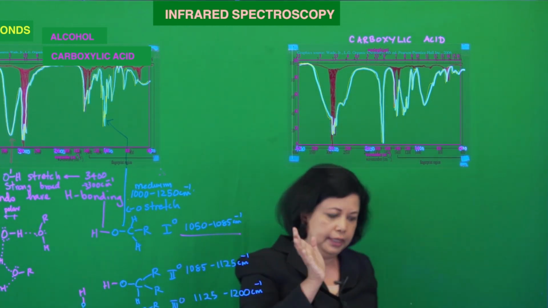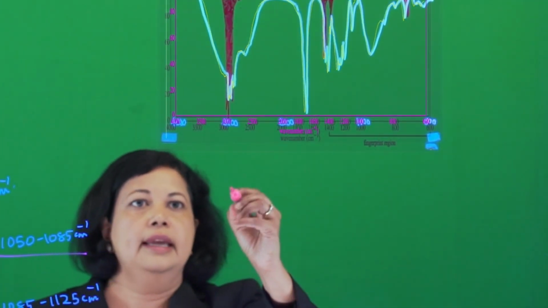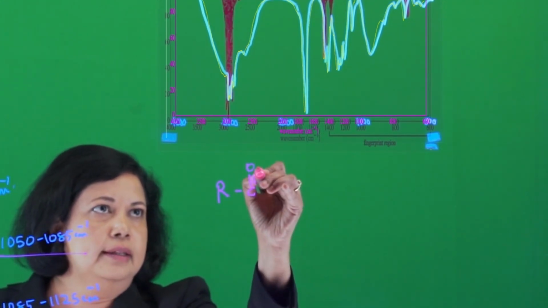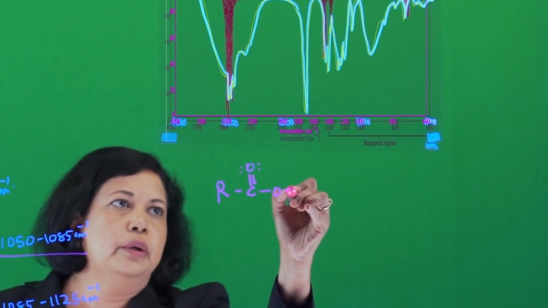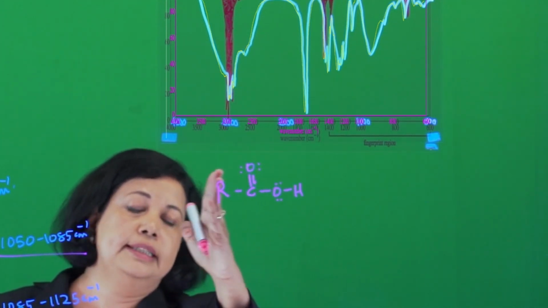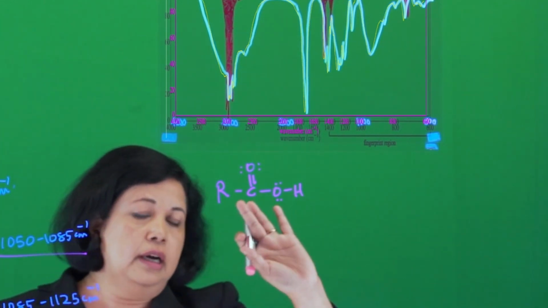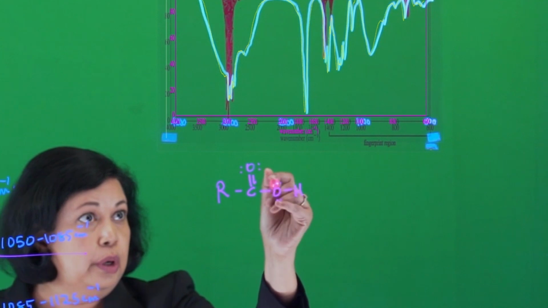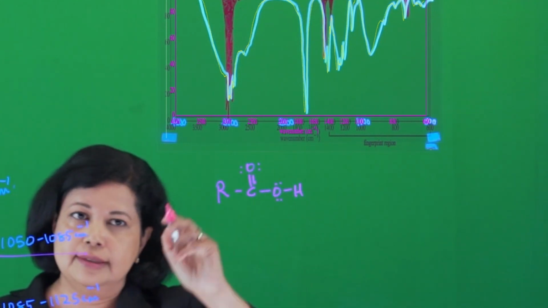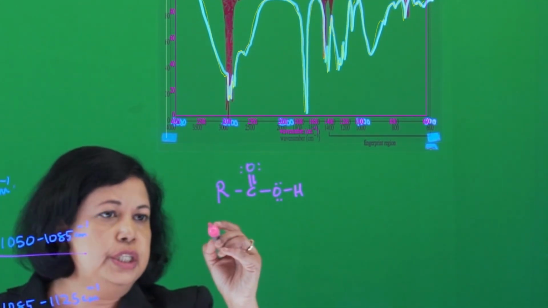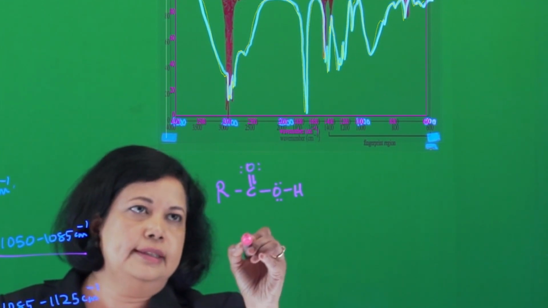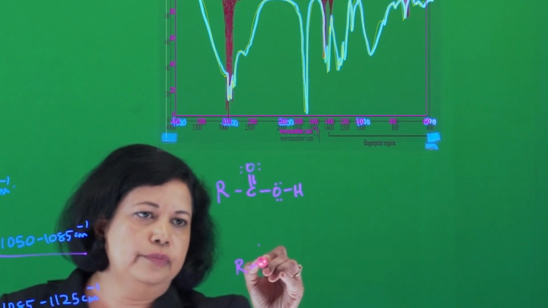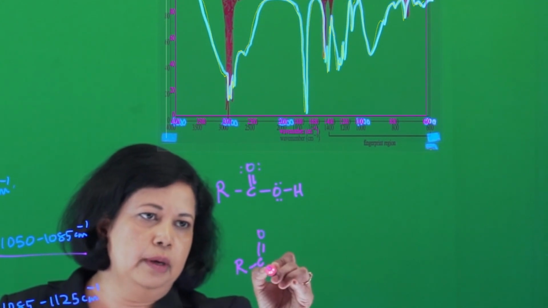Okay, now let's look at this broad peak. That's very unique to carboxylic acids. So carboxylic acids have got a carbonyl that's directly connected to an OH. Okay, if the carbonyl is anywhere else in the molecule, it's not a carboxylic acid. These are connected. So therefore, you can see some resonance that can go on here. In addition to that, you can say that these carboxylic acids are going to have very, very strong hydrogen bonding.